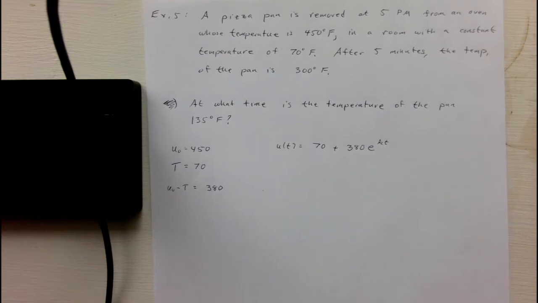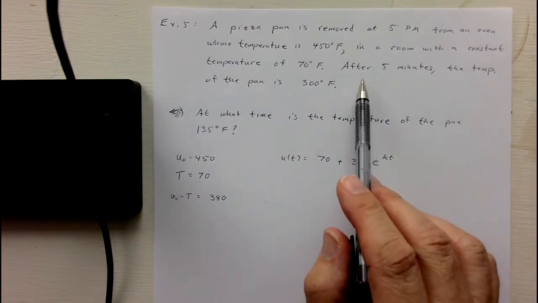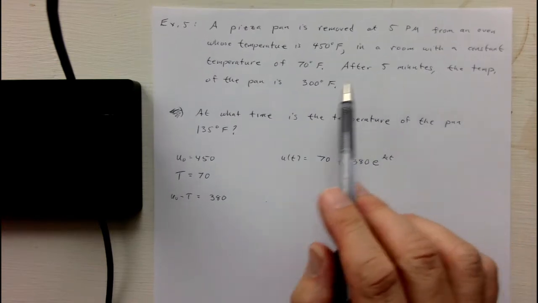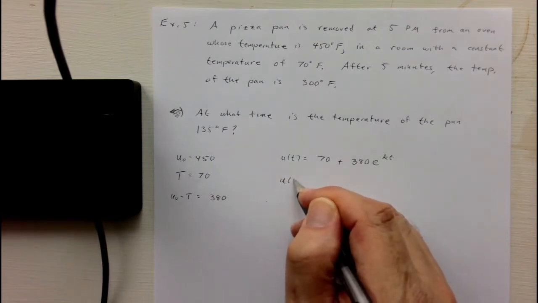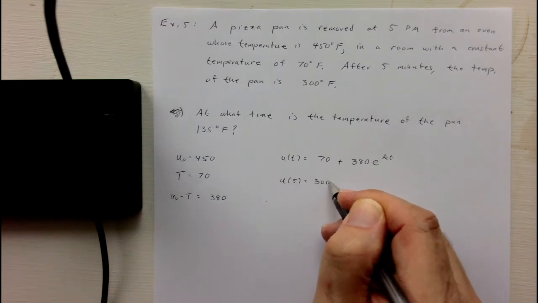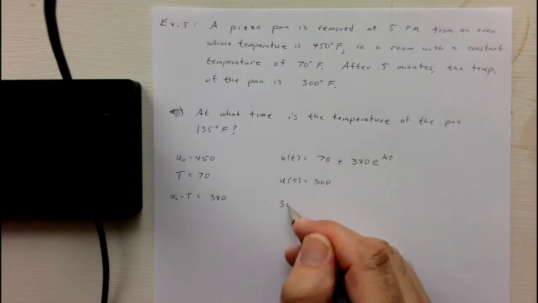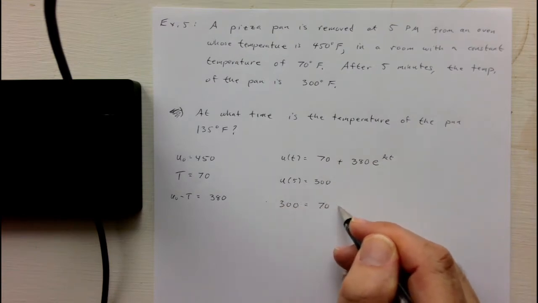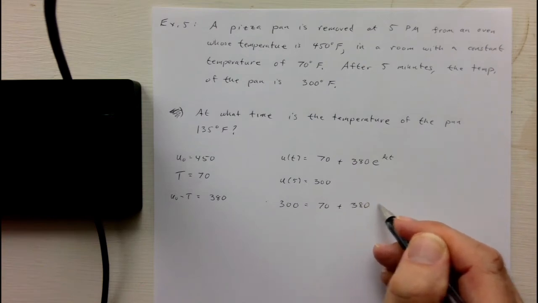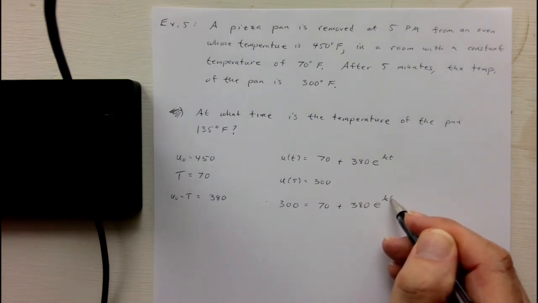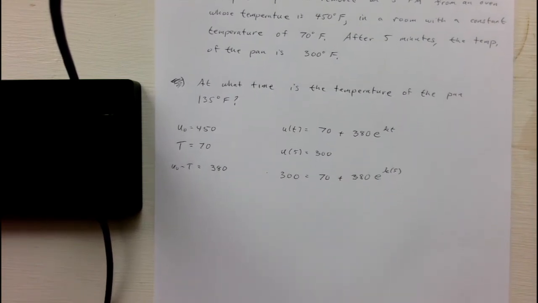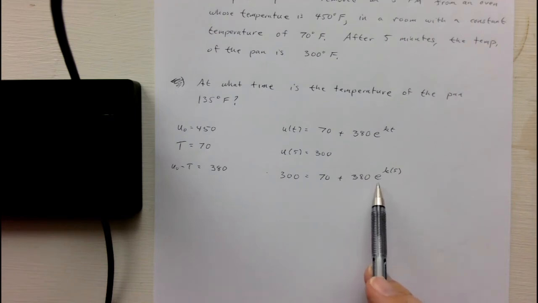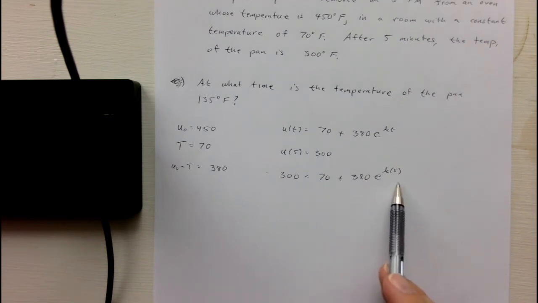Fortunately, we're given this other piece of information, that after 5 minutes, the temperature of the pan is 300. So this basically says that u(5) is 300. This tells us that 300 is equal to 70 plus 380 e to the k times 5. Now we solve for k. Well, this is an exponential equation. We want to isolate this e to the 5k.